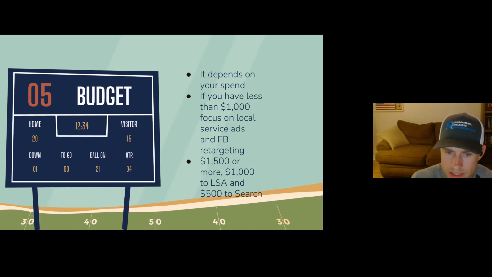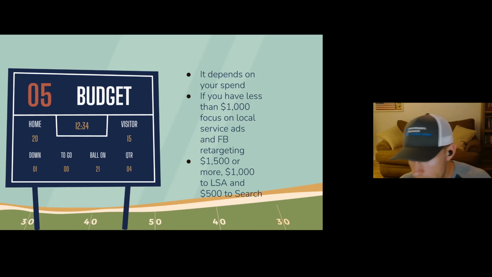You can say, okay, local service ads didn't really work very well, but we got 10 calls or 10 leads, 10 form submissions based on the Google search ads. So you're going to want to put more of that budget towards the Google ads. Okay, so split whatever you've got. If you've got $2,000 a month, then split it right down the middle: $1,000 to local service ads, $1,000 to search ads, and vice versa.